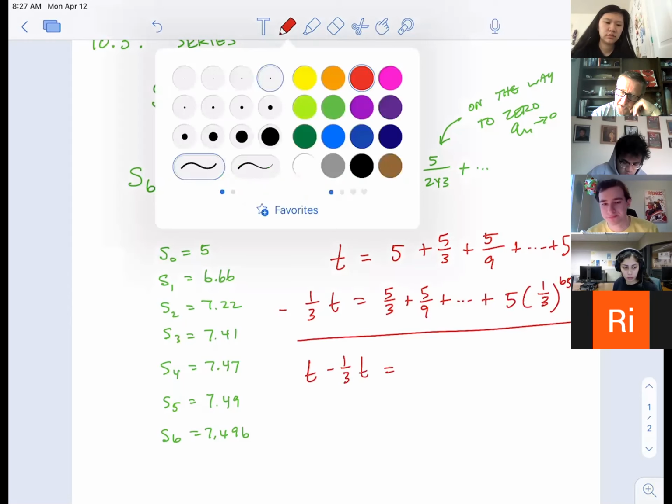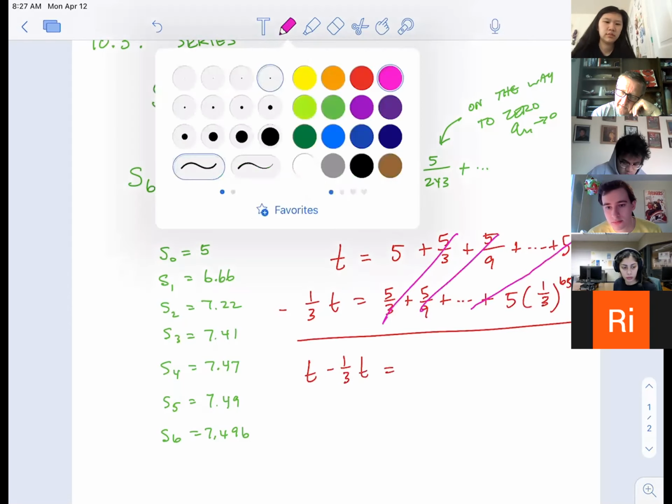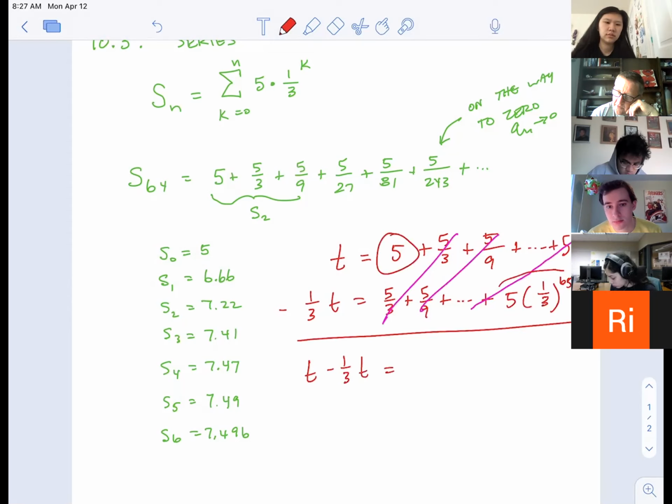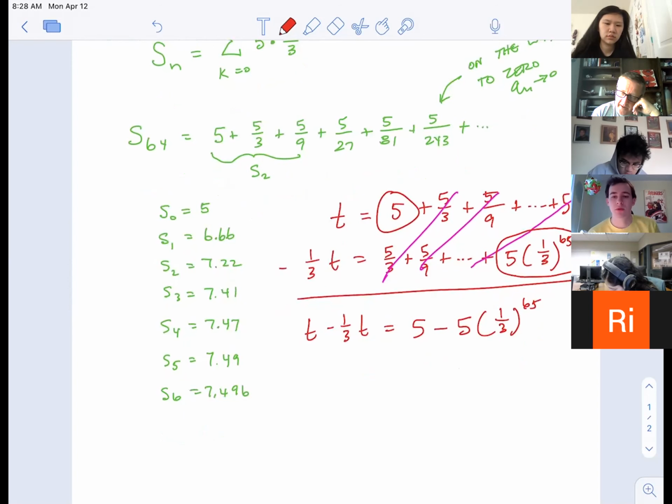And a whole bunch of cancellations happen. 5/3 minus 5/3. This term will cancel out with the one in front of that. And so all I have left, do you see this on the other side, is this 5 and that last term, which outgrew the previous list. That's the only terms that are left. So on the other side, I have 5 minus 5 times 1/3 to the 65th power. So on the left side, I have 1 minus 1/3 t. That'd be 2/3 t. On the right side, I don't think I have anything different just yet.